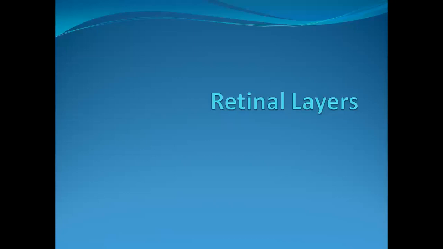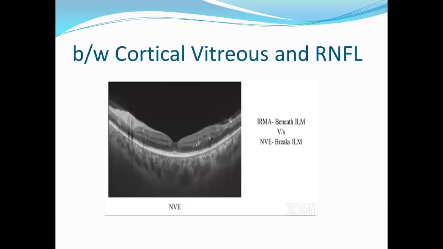After this, we go to the retinal layers. We'll be talking about the inner retina first and then the outer retina. So first we go behind the posterior cortical vitreous and the internal limiting membrane. Normally this space between the posterior cortical vitreous and the internal limiting membrane is empty. This space does not have anything.